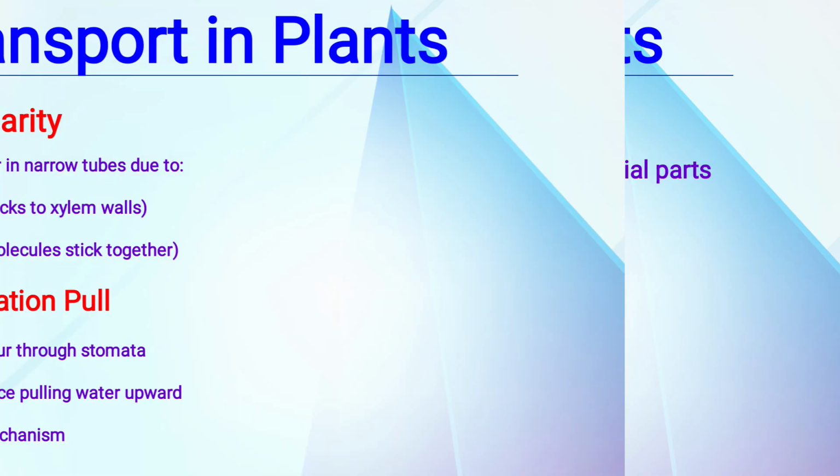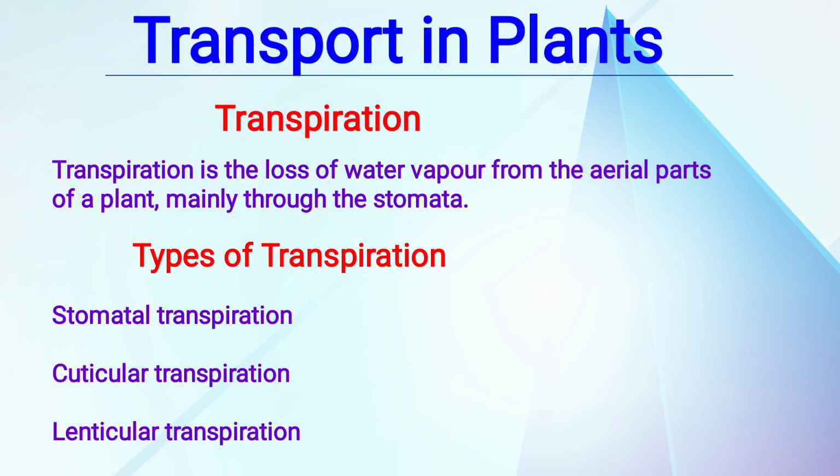Okay, let's continue. Now, we have transpiration. What is transpiration? Transpiration is the loss of water vapor from the aerial part of a plant, mainly through the stomata. Types of transpiration: we have stomatal transpiration, we have cuticular transpiration, and we have lenticular transpiration. These are the three types of transpiration that we have.